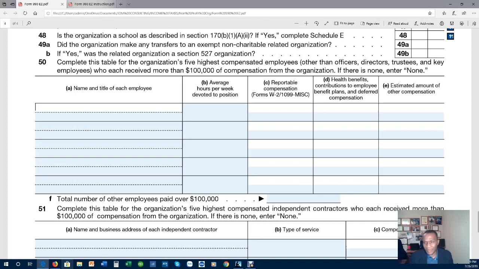for the five highest compensated employees other than officers, directors, trustees, and key employees who each receive more than $100,000 of compensation from the organization. If there is none, enter none. Enter the name and title of each employee, name and title.